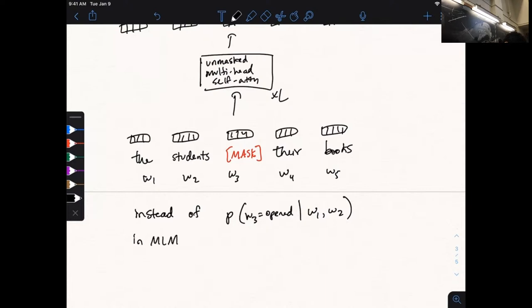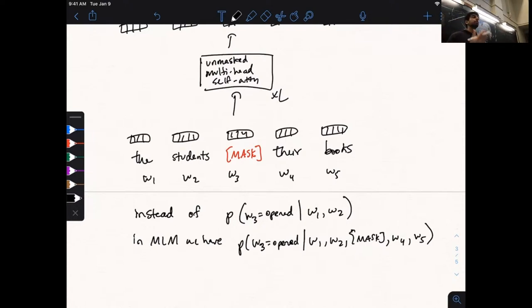In masked language modeling, we have P of W3 equals "opened" given W1, W2, this mask token, W4, W5. So in effect, we have the identity of all of the words except for the mask token, and we're estimating this probability distribution. This one, however, cannot be used to generate text naively, because we have information about the future words. So there's a trade-off here. This model is more limited in its use cases because it can't easily be used for generation.